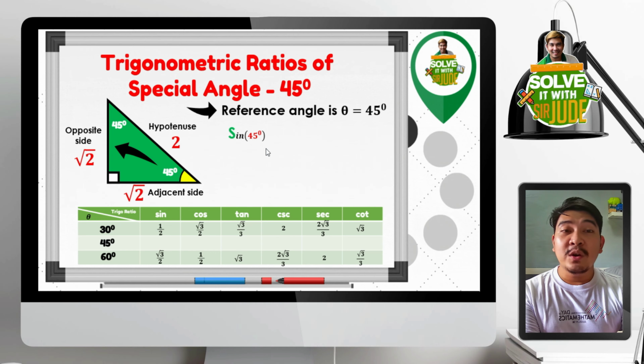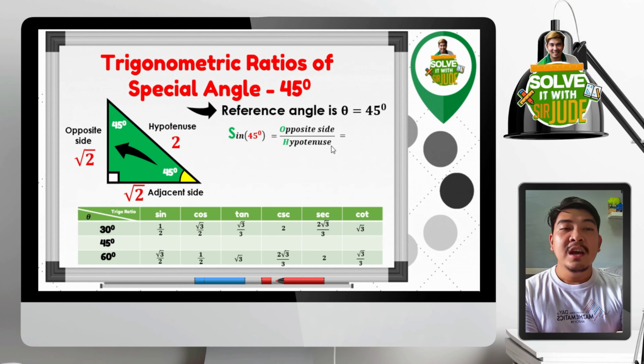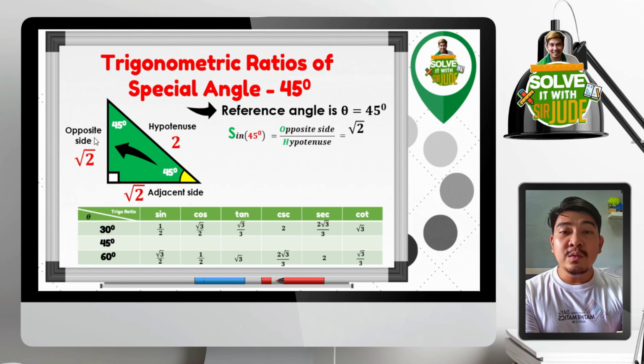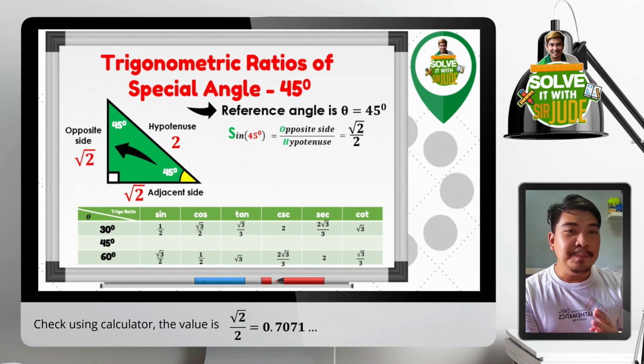So let us start with sine 45 degrees. So sine again is just equivalent to the ratio opposite side over the hypotenuse. So therefore, if we are going to substitute, that will be square root of 2, the opposite side, over the hypotenuse, which is 2. Therefore, the exact value of sine 45 degrees is square root of 2 over 2.